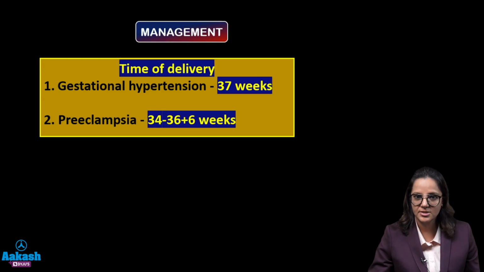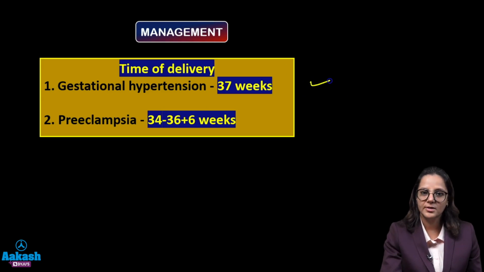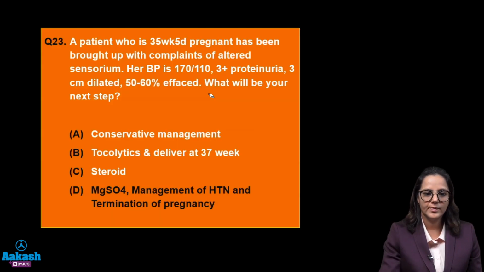If the patient has gestational hypertension, we can take her to 37 weeks. But if she is preeclamptic, which means proteinuria 1 plus gestational hypertension, we will deliver her between 34 to 36 plus 6 weeks. So coming back to the question, the patient is having 3 plus proteinuria.